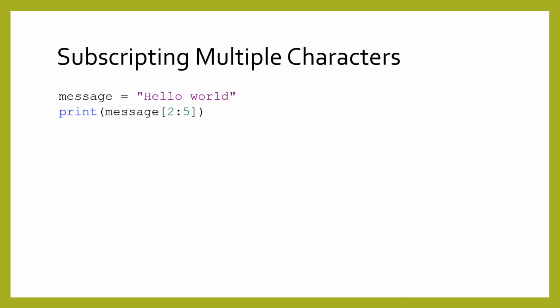It wouldn't be too useful to only grab out one character at a time. So you can actually grab out more than one by using the subscript range syntax. Inside the square brackets, you put a pair of numbers separated by the colon.